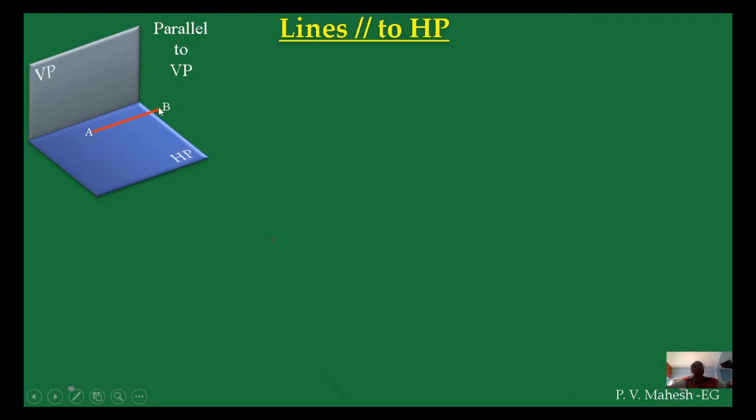This distance and this distance are equal. So while looking from the top, you will see the true length in top view. So this is the true length. Okay, lines parallel to HP, in top view you will see the true length. So this is the top view. So we have to draw the top view first when the lines are parallel to HP.